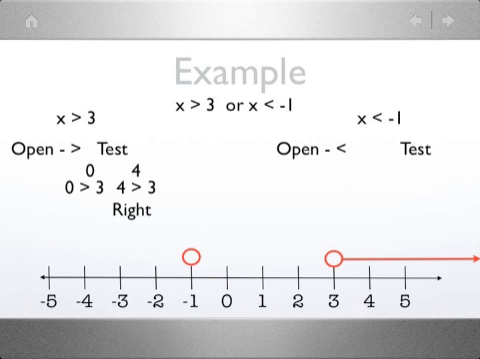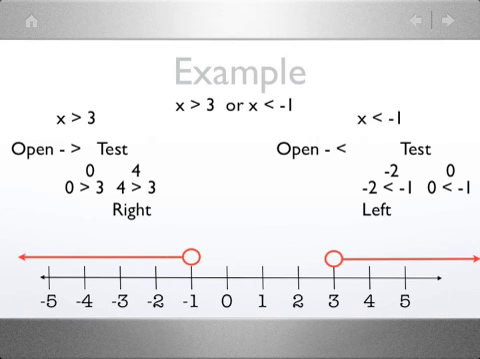And then I need to test 2 points. So a number that's smaller than negative 1 would be negative 2, and a number that's larger than negative 1 would be 0. So to test these, I replace the variable with my test number, and I see which one of those is true. Well, I can see that negative 2 is less than negative 1, and since negative 2 is smaller than negative 1, I know that my arrow will be going to the left.